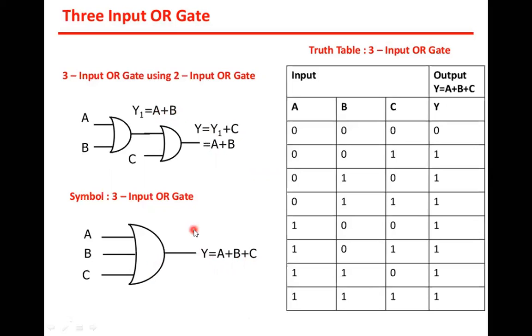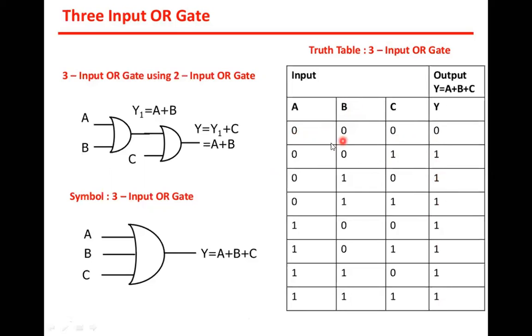So this is a 3-input OR gate, and for the 3-input OR gate, you will have 8 possible combinations. These are the 8 combinations, and this is how the output is. In a simple way, we can say that the output is low only when all the inputs are low. Only in the case of the first condition, 0, 0, 0, the output is 0. Otherwise, for any of the other combinations, the output will be high in the case of an OR gate.